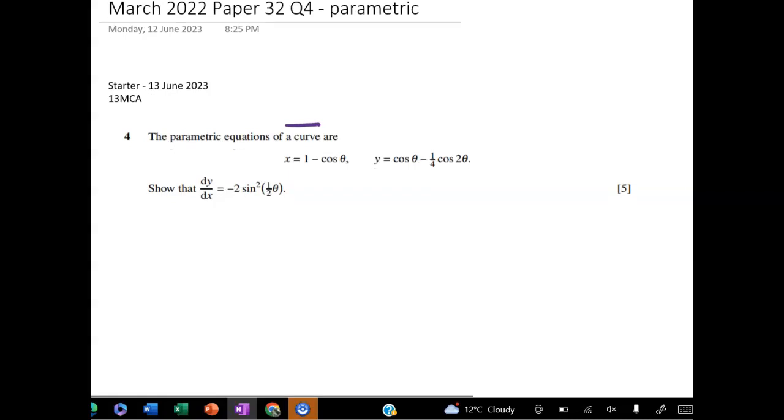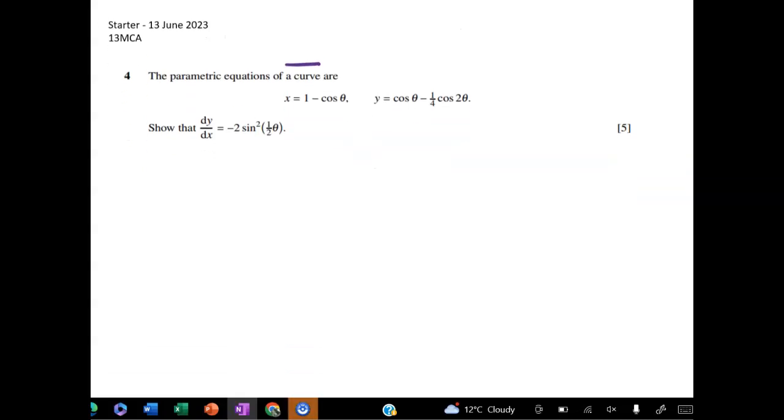This is the starter for maths on Tuesday, 13th June 2023, and it's an old question from March last year's Pure 3 paper, and it's a parametric differentiation question. It's quite good practice at differentiating trig functions and at using the chain rule. If we read it through first, we've got two equations for a curve. x is equal to 1 minus cos theta, and y is equal to this. And we have to show that dy by dx is equal to this.